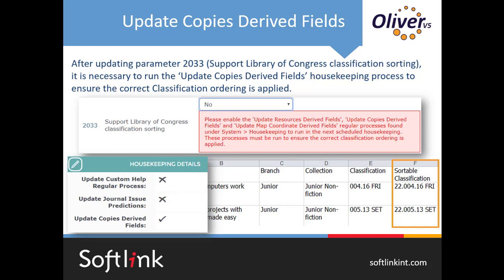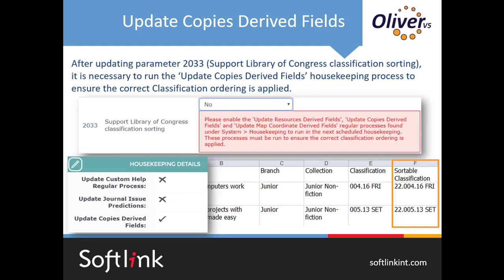The process is run overnight as part of the housekeeping because it is a resource-intensive process and places a heavy load on the server. It is therefore important to do this at least 1 day prior to starting the Stocktake. The update copies derived fields process has to be run if you were required to change the support Library of Congress classification sorting parameter. However, if at all possible, we recommend running this housekeeping process prior to a Stocktake regardless.